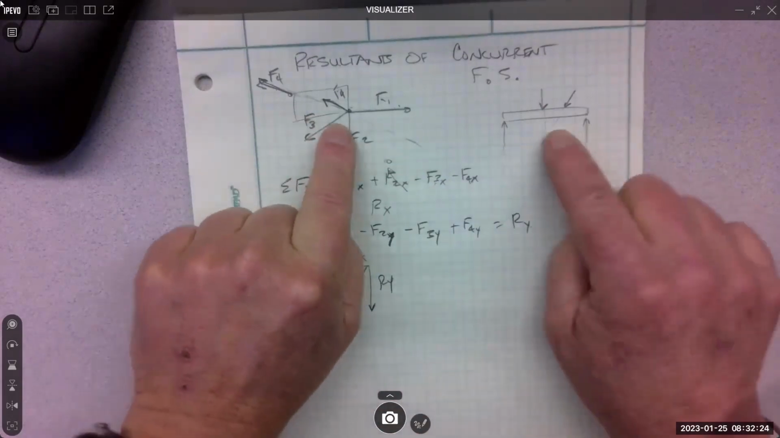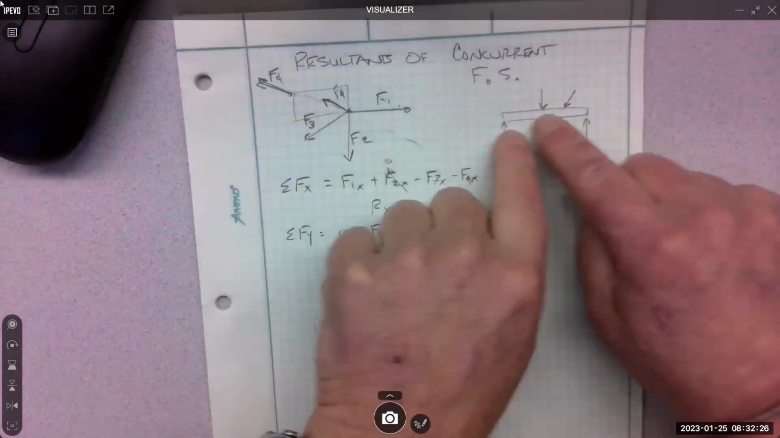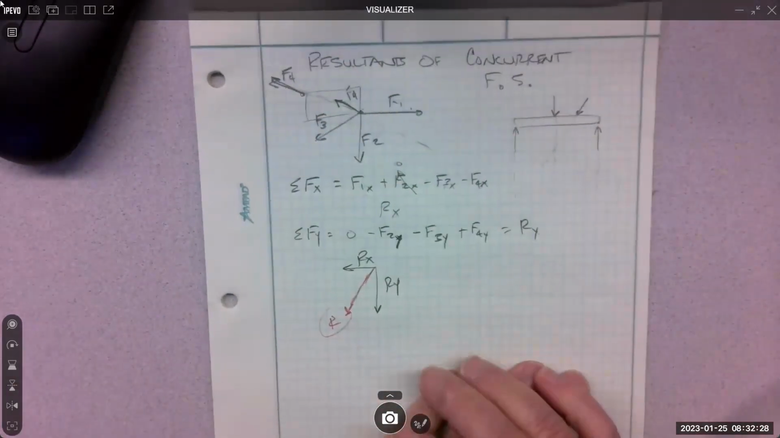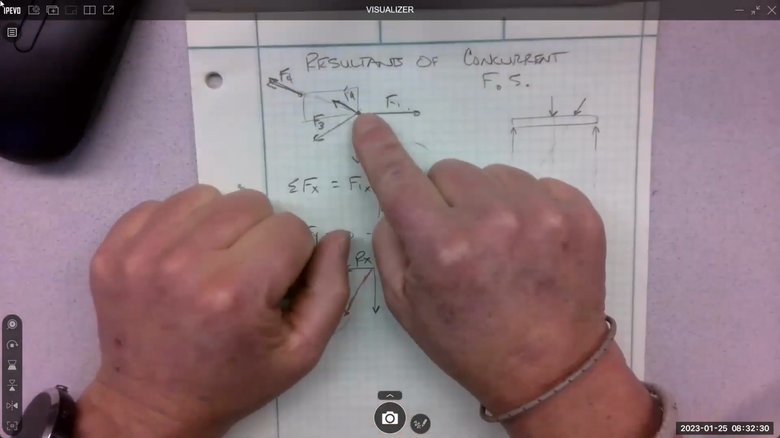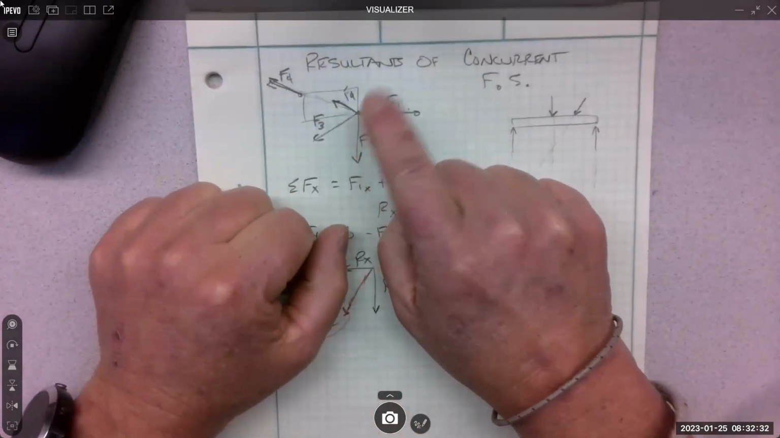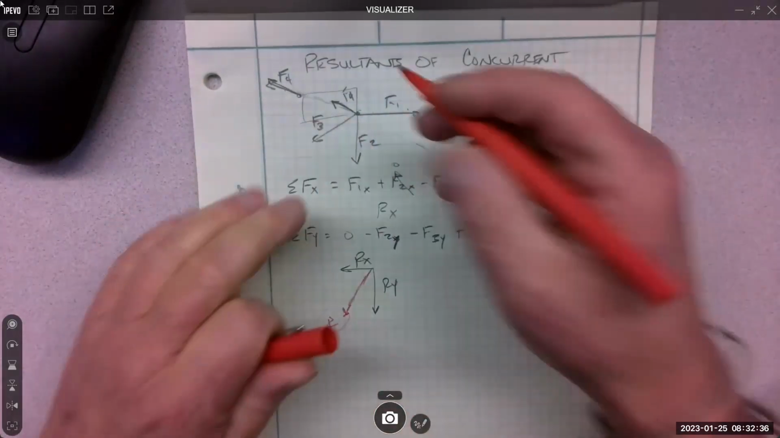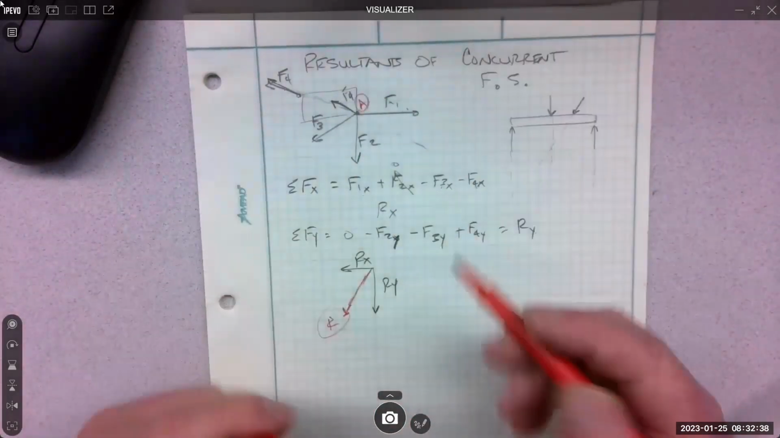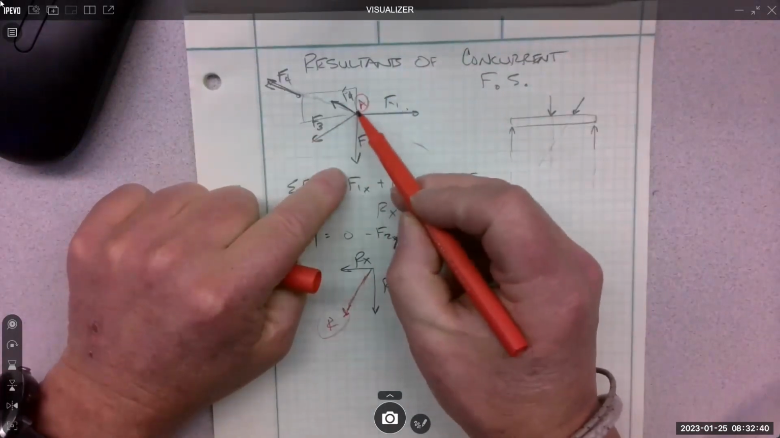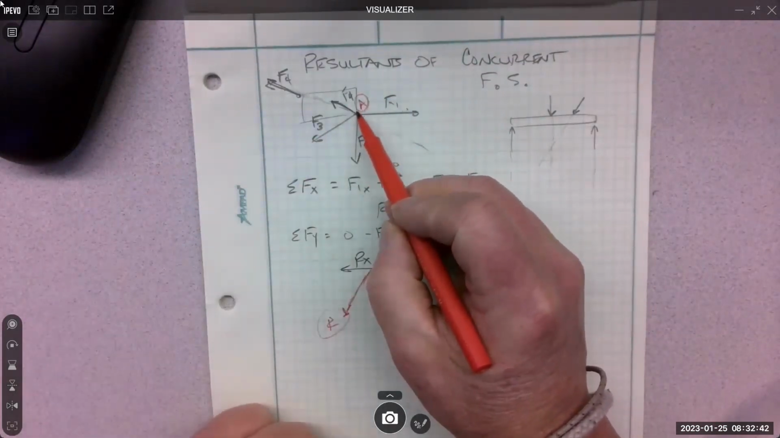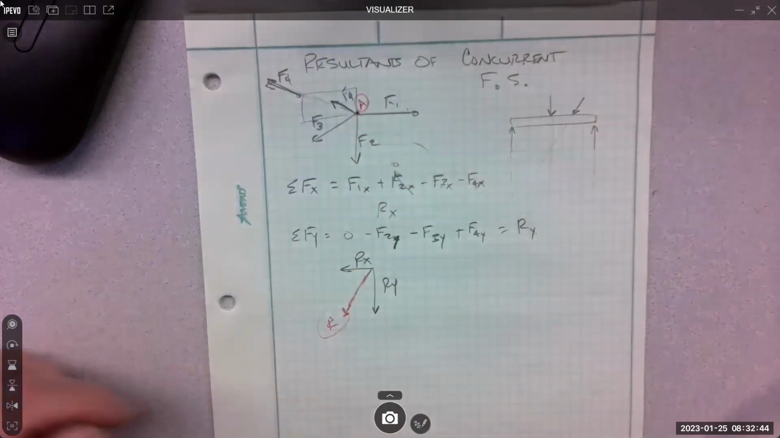The difference is these forces are a distance apart. These forces all go through the same point. I'll call this point A. On a concurrent system, none of these forces are trying to rotate that point. They go right through the point.